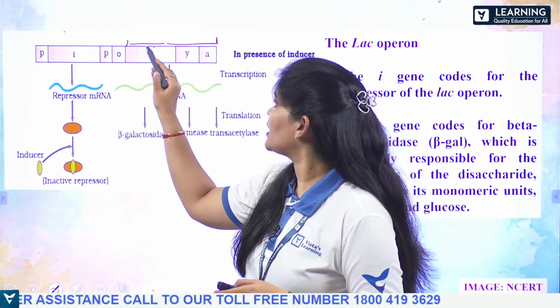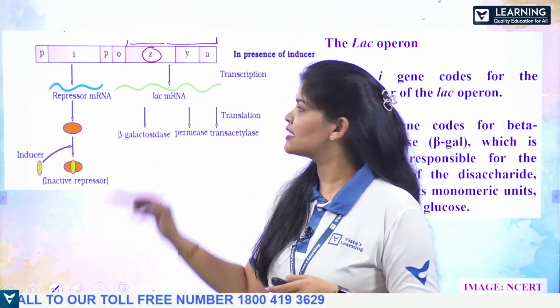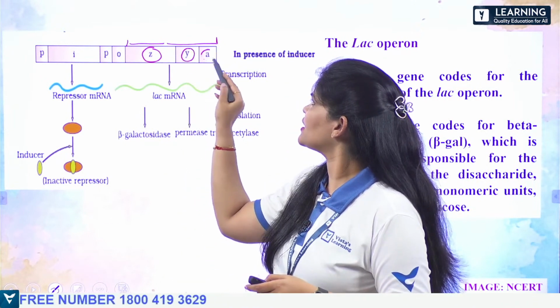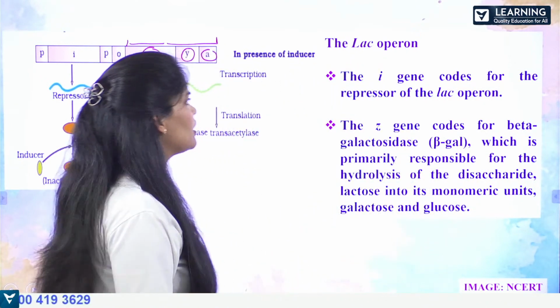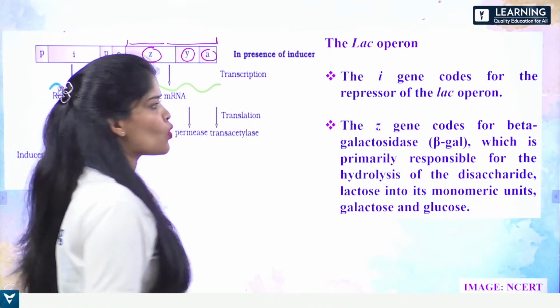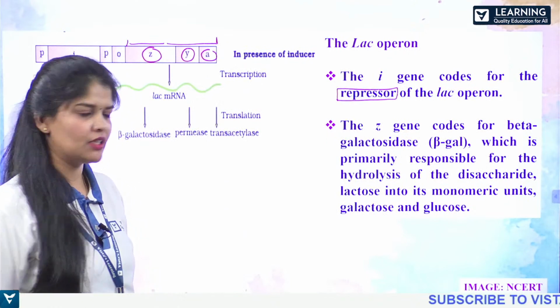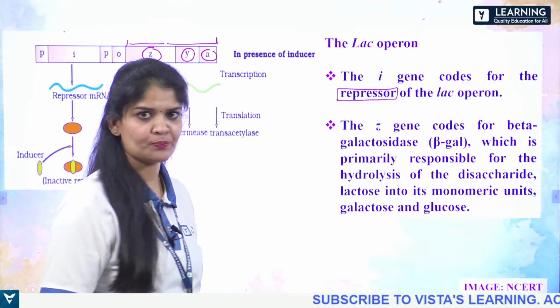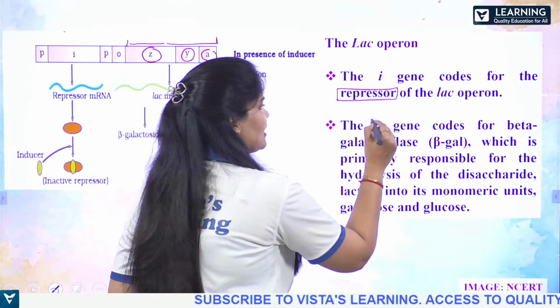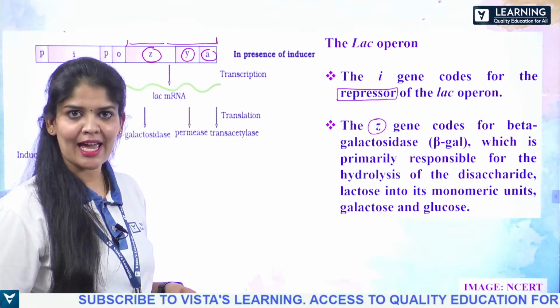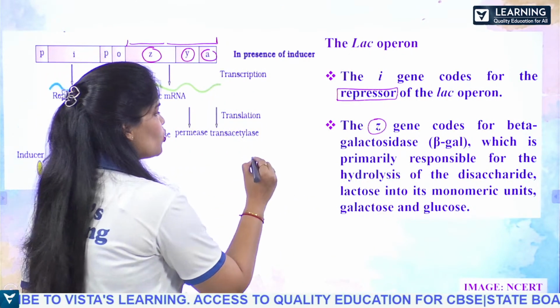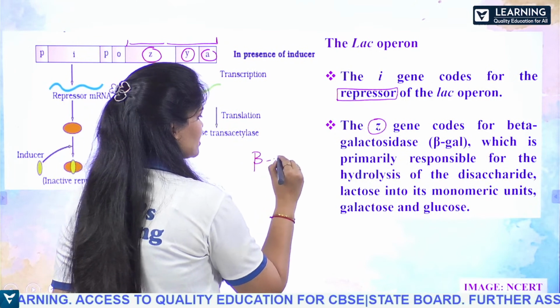What are they? One is Z gene, Y gene, A gene, right? Now, the I gene codes for the repressor. It is a protein, repressor of the lac operon. And the Z gene codes for the beta galactosidase. By now, we know the function of beta galactosidase.